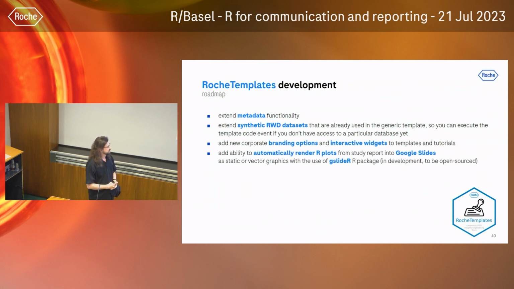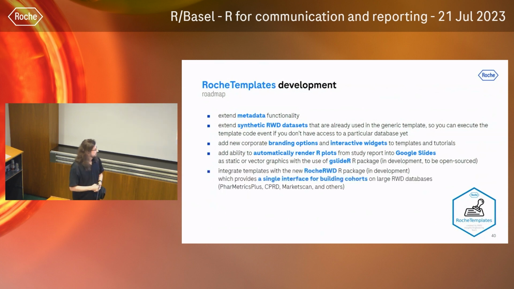Ability to automatically render R plots from the study report into Google Slides as static or vector graphics with the use of the GSlider R package. This package is currently in development and soon will also be open source. We would like also to integrate templates with the new Roche Real World Data R package, also currently in development, which provides a single interface for building cohorts on large real world data databases. So I mean databases like Parametrics Plus, CPRD, MarketScan, and others.